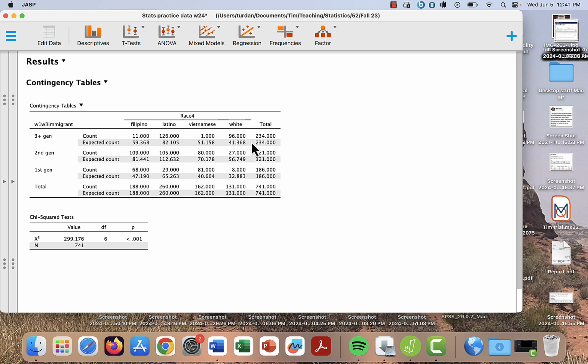Same with the white students. Most of them are third plus generation students, but based on the numbers, we'd only expect 41 of them to be third plus generation students. Instead, 96 of them are. So here's where we see the difference between the observed and the expected in some of these cells. That's how you run a chi-square analysis and contingency table analysis in JASP, and that's how you interpret the output.